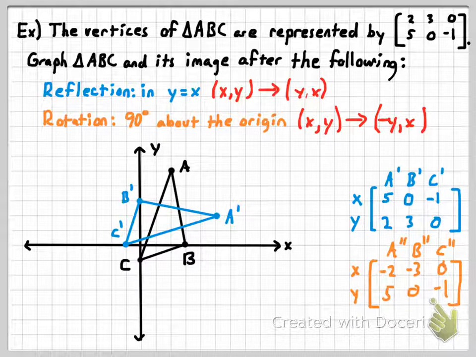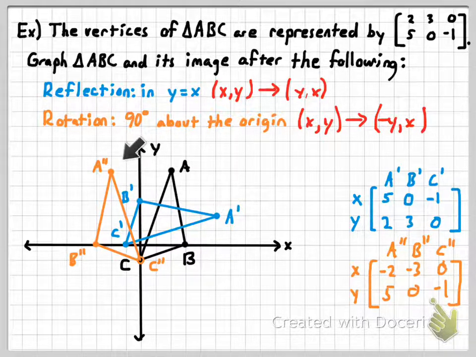And let me go ahead and graph that. And so there you see the final image. First, we got the blue triangle there after that reflection of y equals x. Then if you rotate that 90 degrees about the origin, here you get this orange triangle right there. So composition is a pretty simple concept, right?